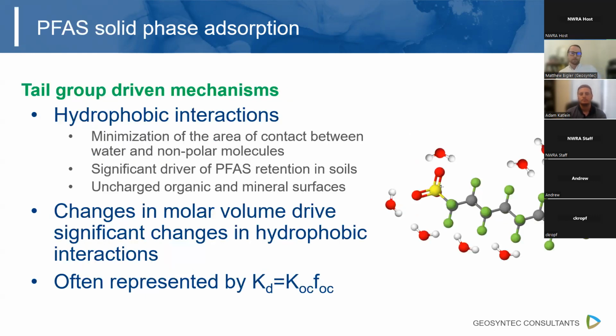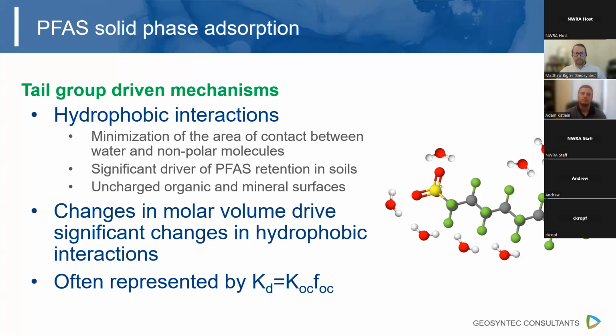So that takes us to our tail group driven mechanisms. And these are essentially just hydrophobic interactions. At its base level, hydrophobic interaction is the minimization of the area of contact between our water and our nonpolar molecules. That is, you see the water molecules that surround this PFOS molecule. We want to minimize the number of those. And so one of the ways we can minimize the number of these water interactions around this PFOS molecule is by driving it to these surfaces, specifically uncharged organic and uncharged mineral surfaces. And so this hydrophobic interaction really pushes these PFAS to these solid surfaces.